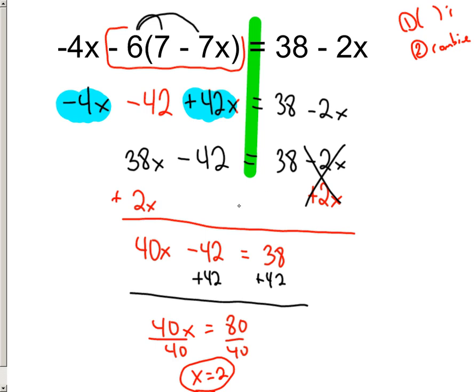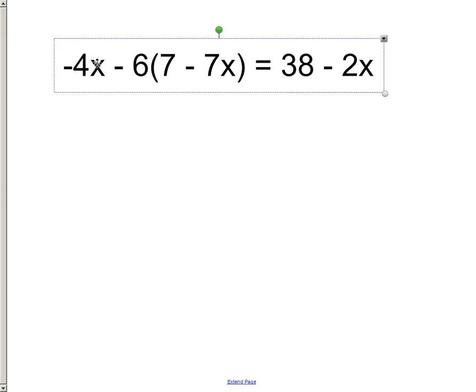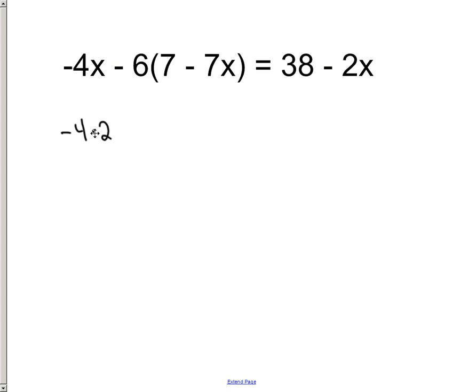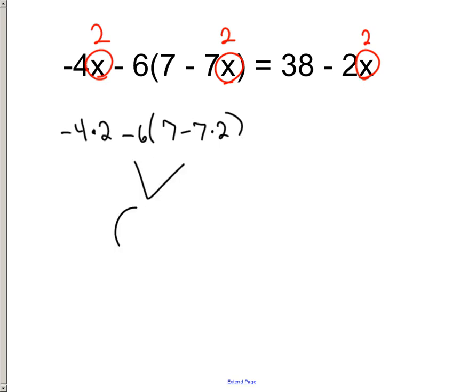That's pretty much it. Now, how would I check it? Well, any place that you see an x, you will go and insert a 2. So in your calculator, you would say, hey, -4 times 2 minus 6, open parentheses, 7 minus 7 times 2. So again, any place that you saw an x, you would replace it with a 2. Make sure that it's actually doing the mathematical operations it's supposed to do. If it's sitting next to a coefficient, it is supposed to multiply it. Now, we hit enter, and we figure out what the answer is, and we'll do that in a second.